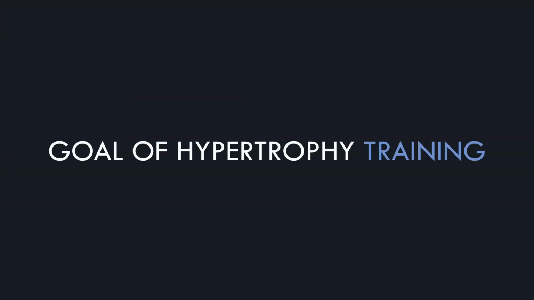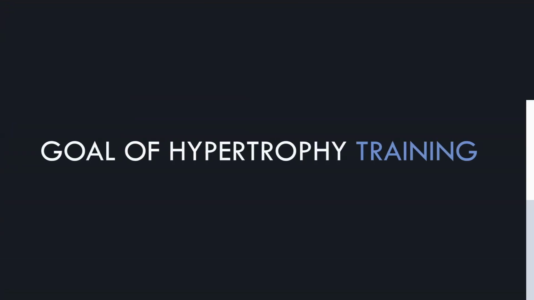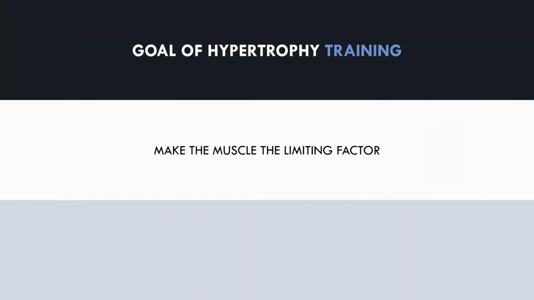First, we need to establish what the goal of hypertrophy training is. Essentially, to maximize muscle growth, we want to make the muscle groups being trained the limiting factor. So a set should only be stopped because the muscle cannot lift the weight anymore. This ensures that we fully stimulate the muscles without being limited by other systems. Let's now explore how interset rest influences hypertrophy training.